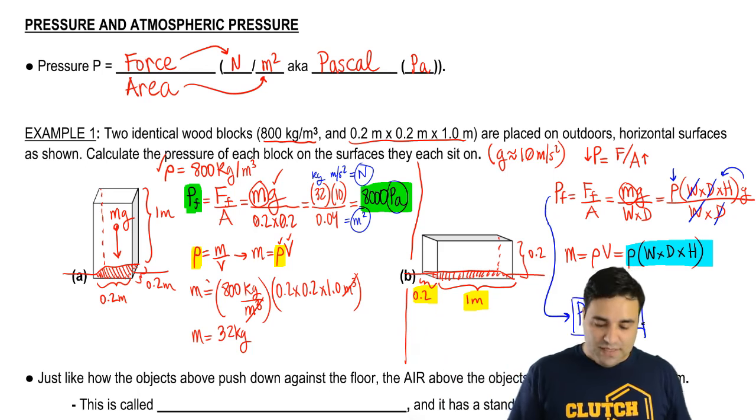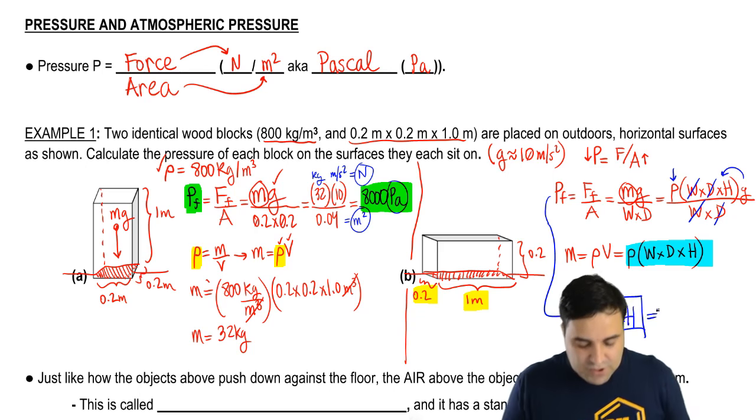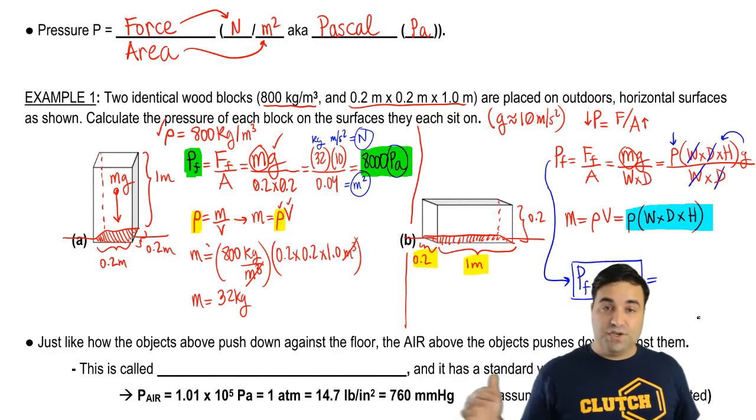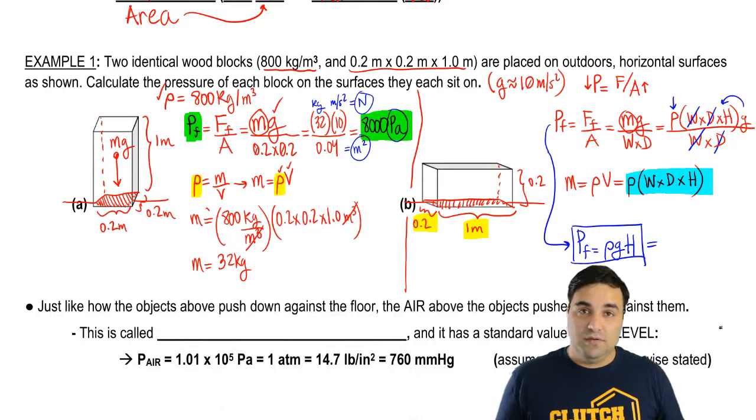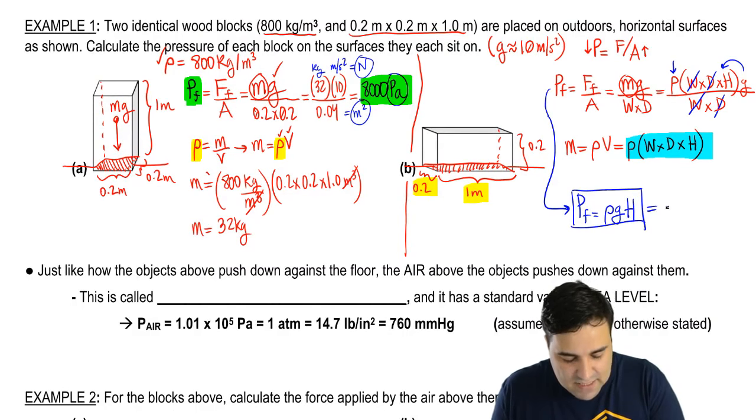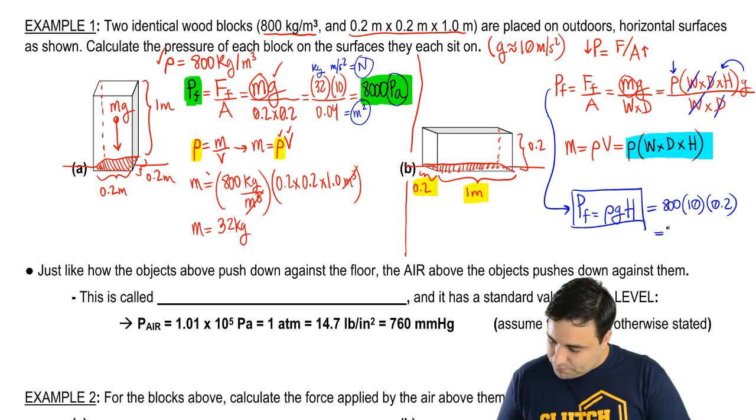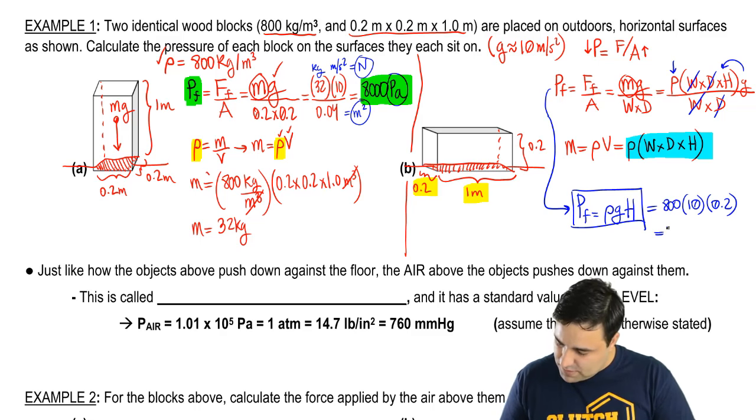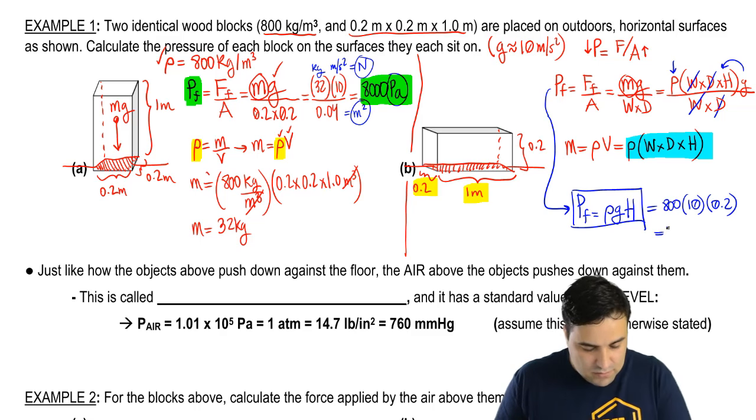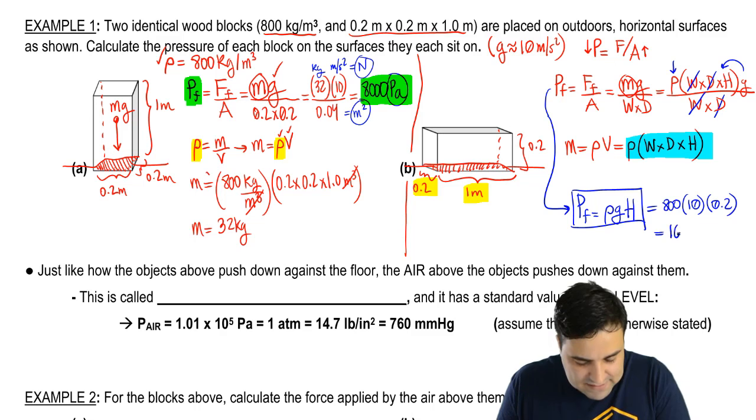And that's good news because if you know this, this question is much simpler to solve because you can just plug a bunch of stuff in here. Let me move this up a little bit. So the density is 800, gravity is 10, and the height is 0.2. And if you do this, you get that this is 8,000 divided by 5. This is going to be 1,600 Pascal.